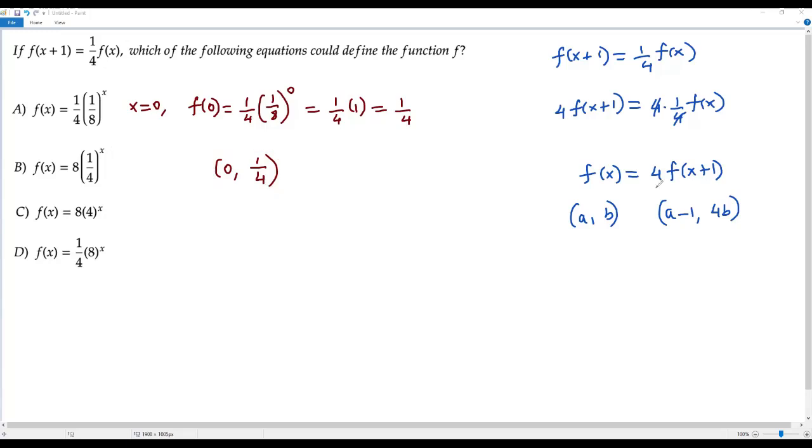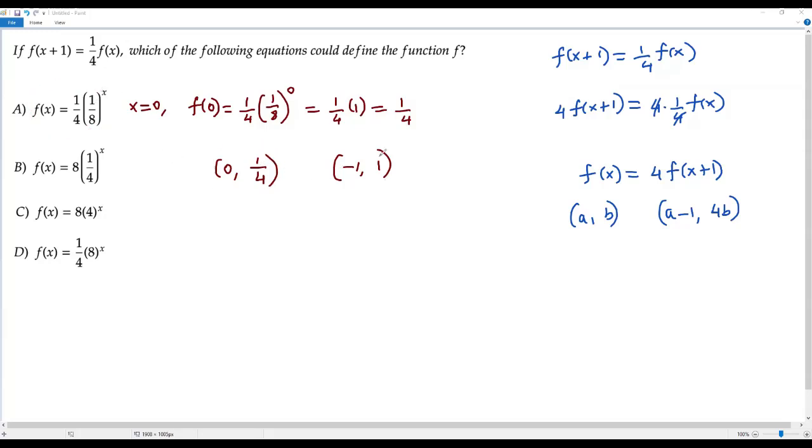Okay, now apply the two transformations I have explained: the horizontal translation of 1 unit to the left and the vertical stretch by a factor of 4. If I apply the horizontal translation of 1 unit to the left, I have to subtract 1 from the x coordinate, so 0 minus 1 is negative 1. Now, for the vertical stretch by a factor of 4, I have to multiply the y coordinate by 4. When I multiply 1/4 by 4, I'm just getting 1. So when I have the point (0, 1/4) on the graph of f(x), I must have the point (-1, 1) also on the graph of f(x). Already we know that we have the first point, because we got it by plugging in x equals 0 into this function and got 1/4 as the y coordinate.